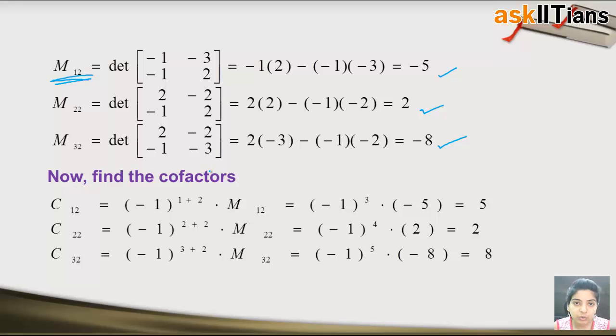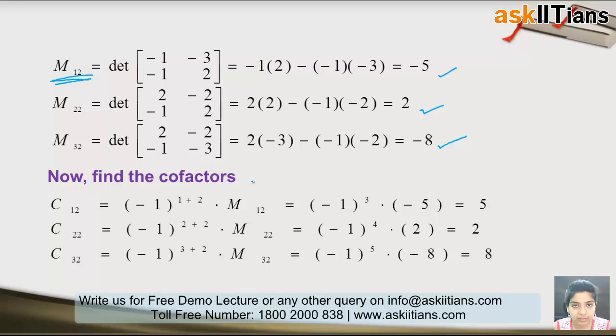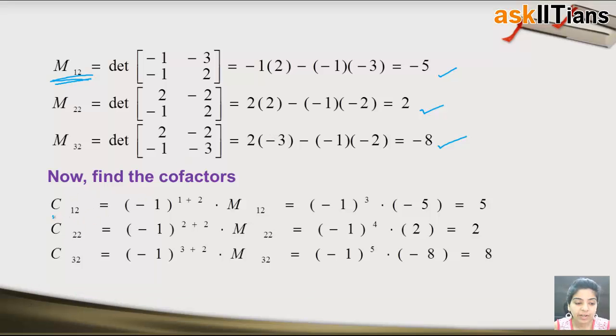So next you will have to find out the cofactors. So how do we find out the cofactors? Cofactor C12 is just minus 1 raised to the power of the subscripts, 1 plus 2, into M12. So minus 1 raised to 3 is negative. So we have minus of minus 5, which gives 5. Similarly, you can find out C22, then you find out C32.